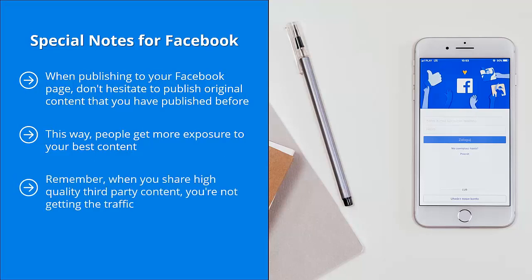Remember, when you share high-quality third-party content, you're not getting the traffic. You're building credibility, but you're not getting potential list members to your squeeze page. That's just not happening. When you share your own original content, you get a chance to recruit them to your squeeze page. Keep this distinction in mind. This is the reason why you should republish your most successful content by interspersing it with top-rated, curated content.